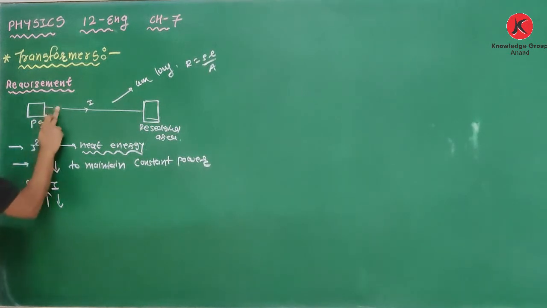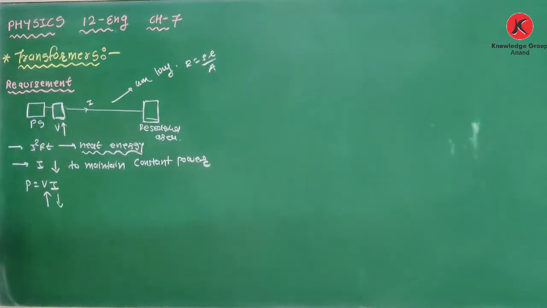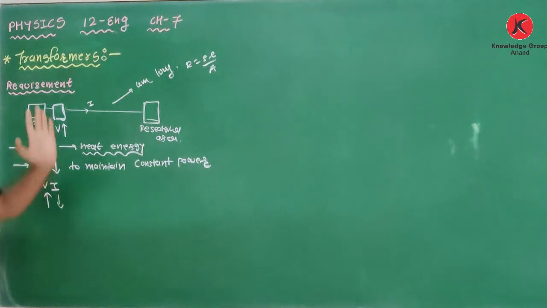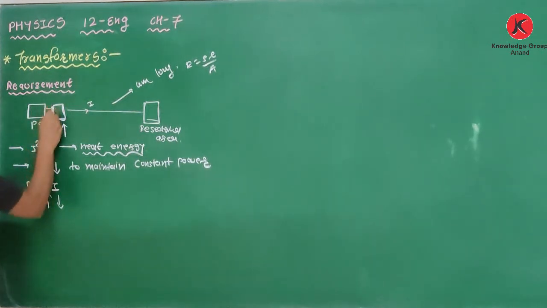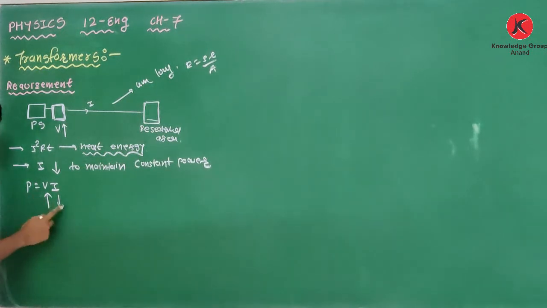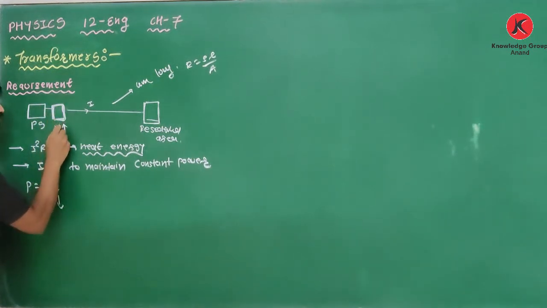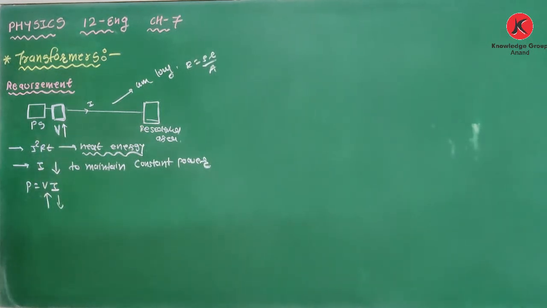Before you supply electricity to a residential or industrial area, you have to put one device which increases voltage. Clear about this? If voltage increases, current decreases, but the power, that product, remains constant. So one requirement is a device which increases voltage.